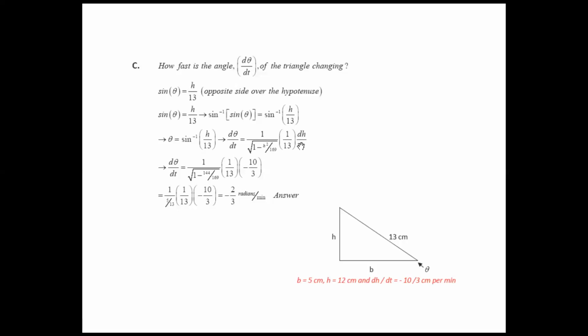Now, we're given dh/dt. We got that from part A. We've listed that here. We've got h from part A. That's 12. We've got this here. So we're all ready to do this problem. We just simply substitute in and do the arithmetic. We'll leave it for you to go through this and verify it. And our answer is minus 2/3. Now, angle measurement in trigonometry is, unless you're told otherwise, radians. So this is minus 2/3 radians. Time is minutes, so radians per minute.